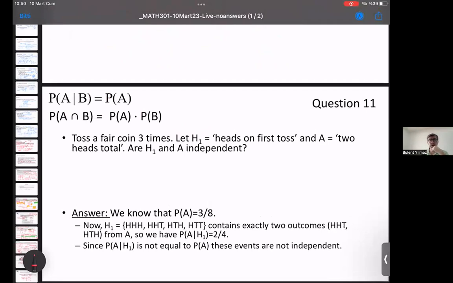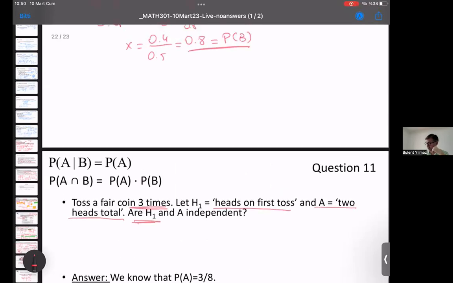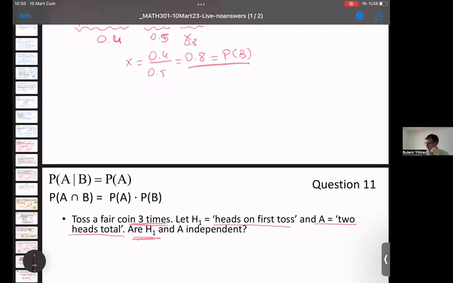I want you to focus on the question right now. Toss a fair coin 3 times. Let H1 be heads on first toss. I'm tossing a coin 3 times. H1 is heads on first toss. And A will be 2 heads total. The answer is down there, but let's not look at it for the moment. Are H1 and A independent?